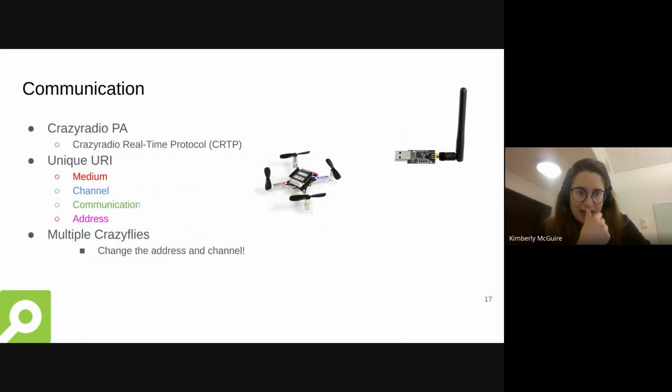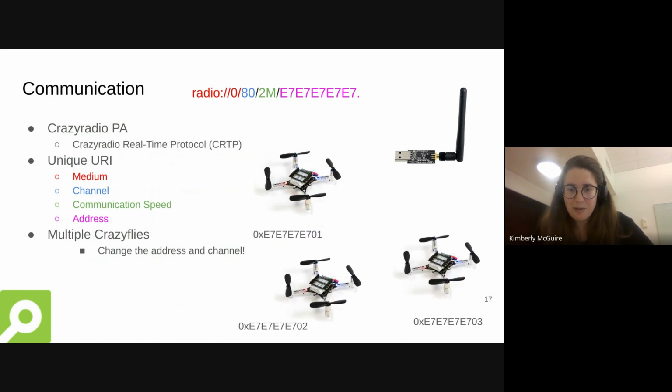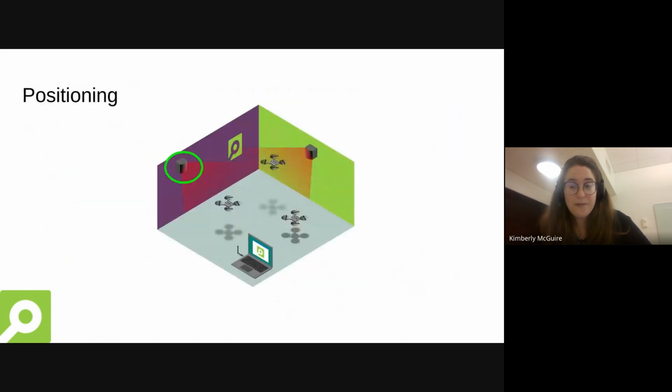So the communication, like I said, is the Crazy Radio Real-Time Protocol. You can give an address to the Crazyflie, a communication speed and a channel, so you can add more Crazy Radios as well. And of course, if you have multiple Crazyflies, you should probably change the address and channel for better communication. That's just one of the tips that we give. But you're able to use one Crazy Radio for multiple Crazyflies.